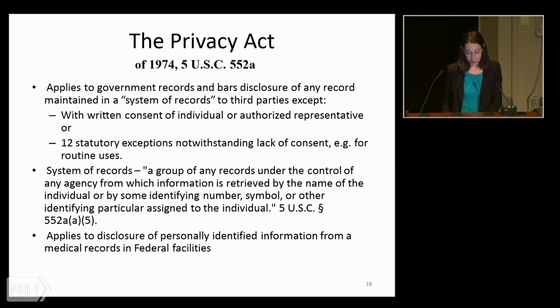The Privacy Act notably applies to U.S. citizens and lawful aliens. It doesn't apply to corporations. Privacy Act rights end at death. They don't extend beyond death.